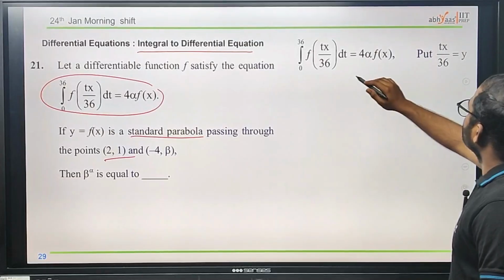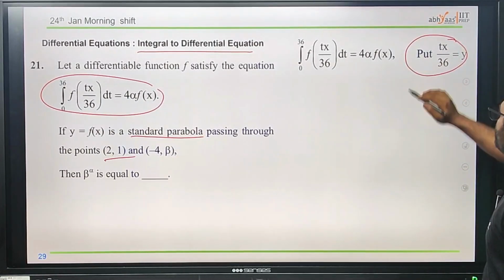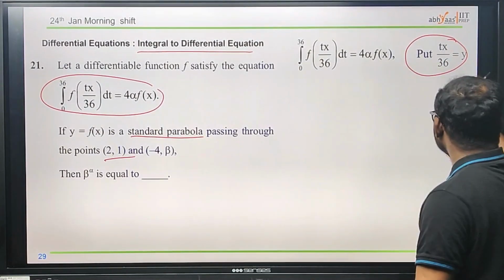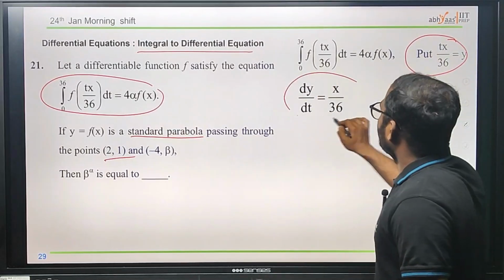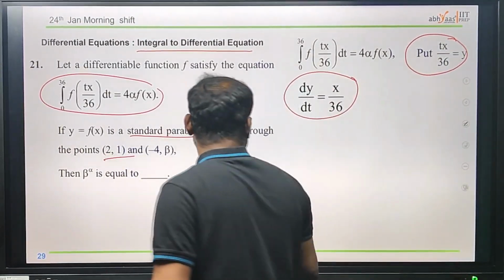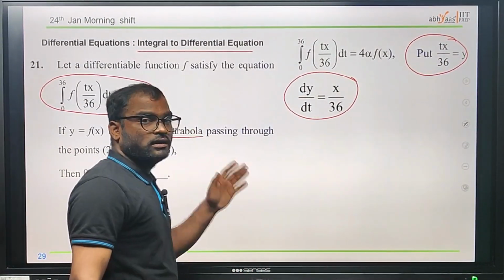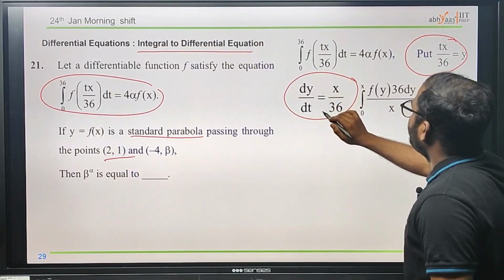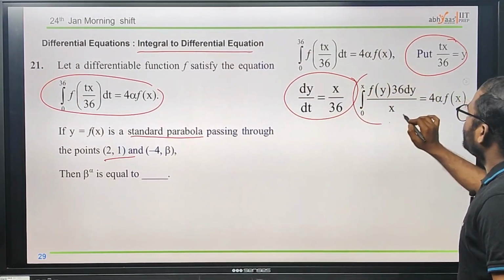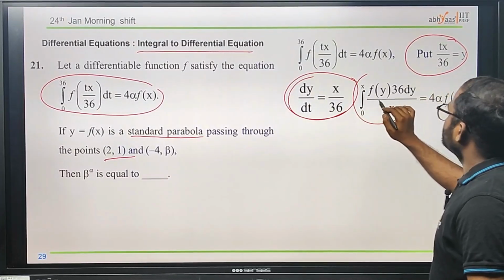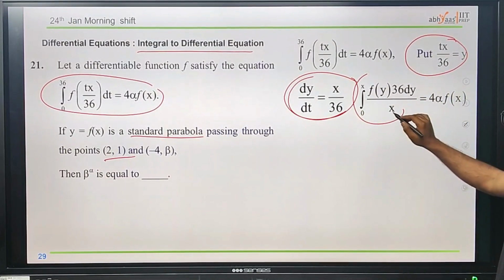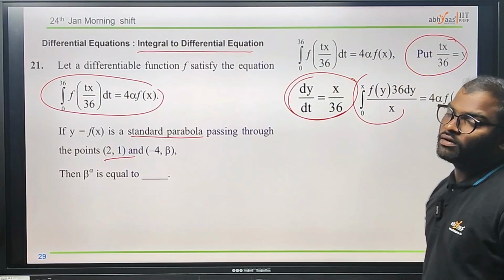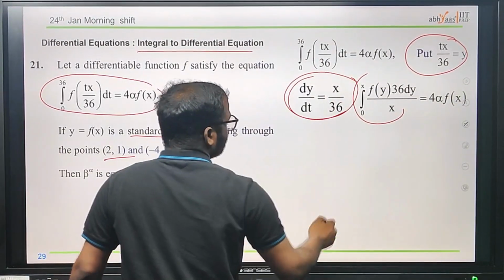Firstly we convert, putting tx by 36 as y. Next, that will form dy by dt is equal to x by 36, which is normal differentiation. Using the differentiation, dy by dt is given as f of y. That becomes f of y, 36 dy by x is equal to 4 alpha f of x. Now we got this type of situation.